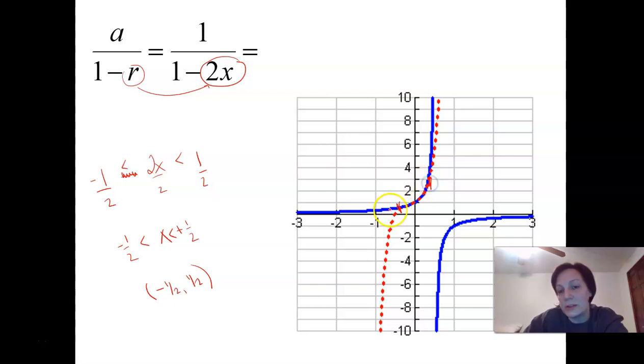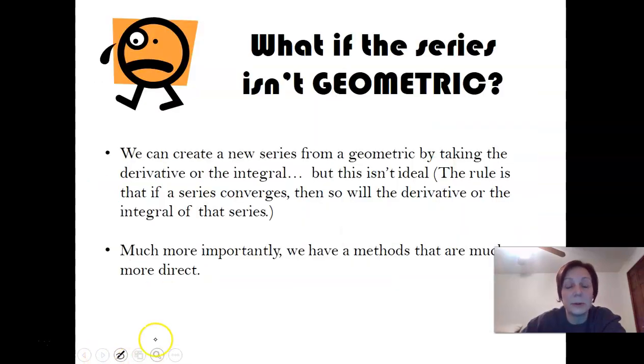This interval of convergence is only from -1/2 to +1/2. Again, notice that it's centered around 0. It will never not be centered around 0 unless your polynomial isn't centered at 0.